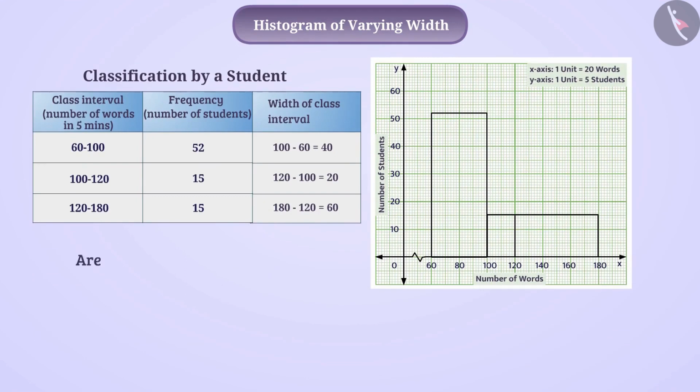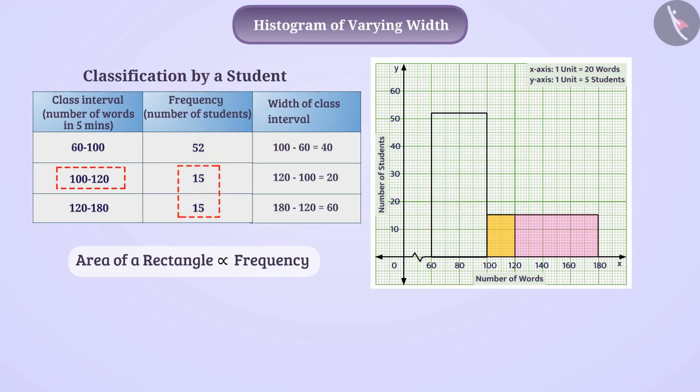We know that the area of a rectangle in a histogram is proportional to the frequency it represents. According to this statement, the area of each rectangle here should be proportional to the frequency. Since the frequencies of the class interval 100 to 120 and the class interval 120 to 180 are the same, the area of rectangles representing them should also be the same, but the areas of both appear different here. We can also understand it mathematically.